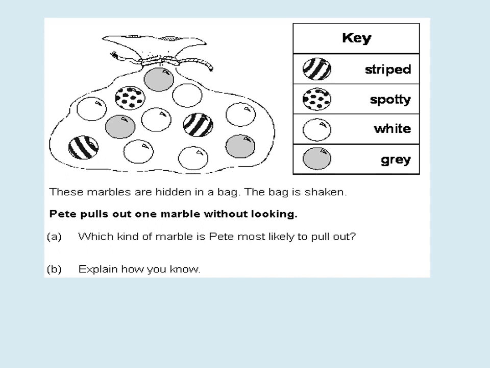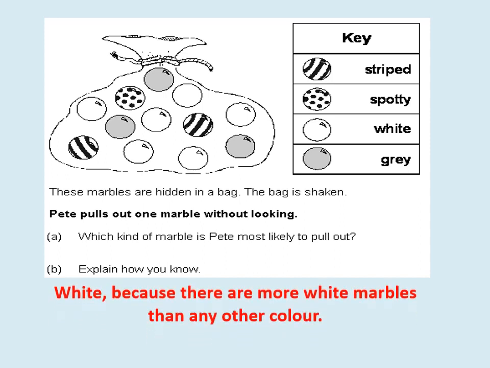Let's solve another example. These marbles are hidden in a bag. The bag is shaken. Let's pull out 1 marble without looking. A. Which kind of marbles is it most likely to pull out? B. Explain how you know. Look at the key. What do you think? What's the most likely marble we have in this bag? Yes, the white, because there are more white marbles than any other colors, so it's most likely.